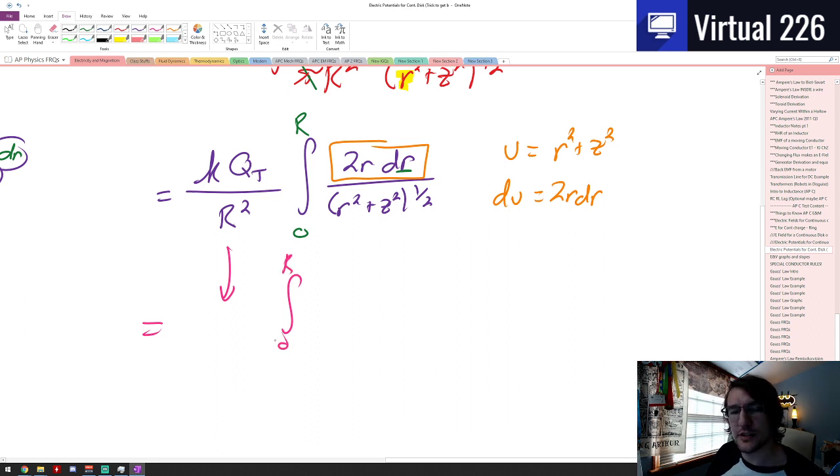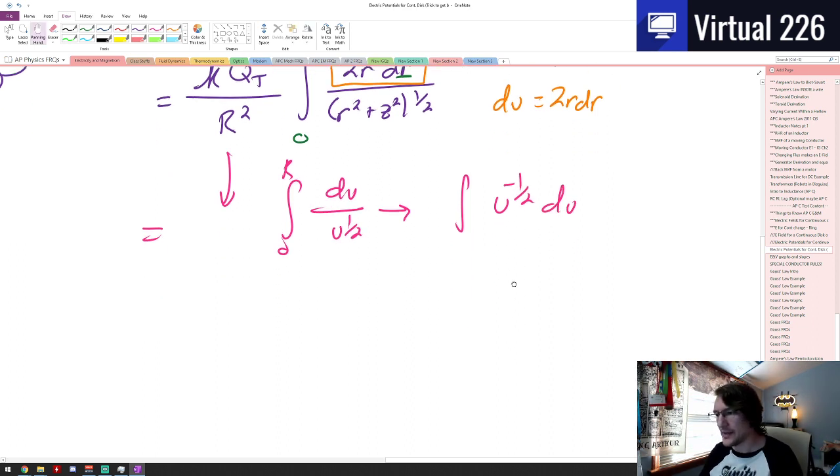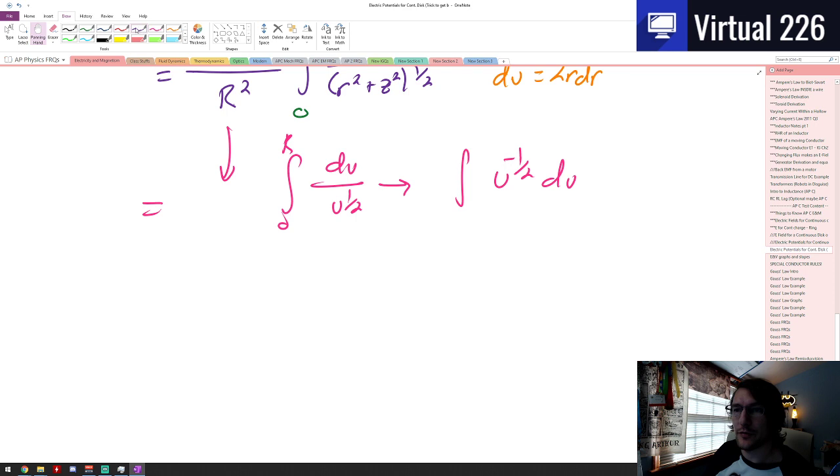Technically, you could change these bounds if you like to when you do your u subs. I just like to undo the u's afterwards. It's however you float your boat. du over u to the 1/2 power. Looking at the integral here, this is going to be the same idea as u to the negative 1/2 power du. That integration is fairly straightforward.